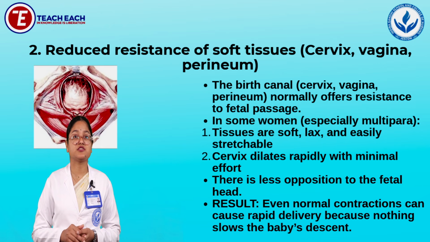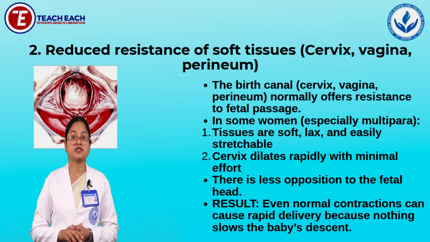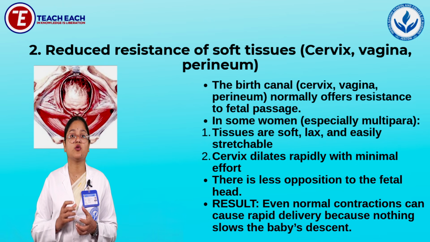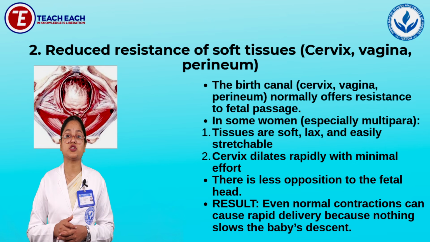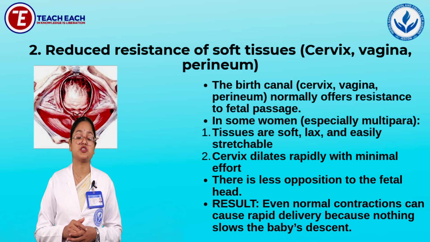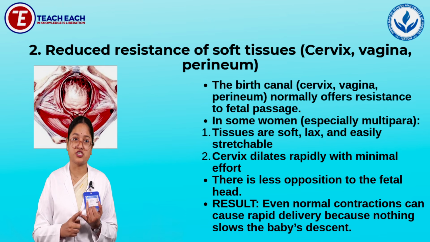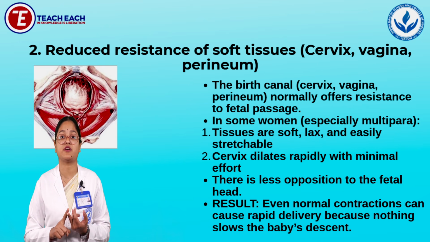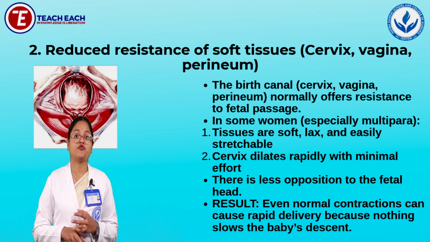Second is reduced resistance of the soft tissue, meaning the cervix, vagina and perineum. The birth canal, cervix, vagina and perineum normally offer resistance to fetal passage. They hold the baby. In some women, especially multipara women, tissues are soft, lax and easily stretchable. Why? Because the mother already had two or three normal vaginal deliveries and the muscles are already stretched, so the delivery process will be very fast compared to a primigravida mother. The tissues dilate rapidly with minimal force or contraction.